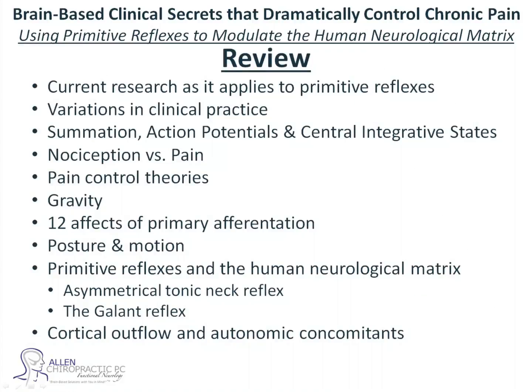Let's review. We talked about current research as it applies to primitive reflexes. We talked about variations in clinical thinking. We talked about summation, action potentials, and central integrative states, nociception and pain control theories. We talked about the effects of gravity on the human nervous system, 12 effects of primary afferentation. We talked about postural and motion primitive reflexes. We talked about primitive reflexes relative to asymmetric tonic reflex display, Gallant reflex, and cortical outflow and autonomic concomitants.